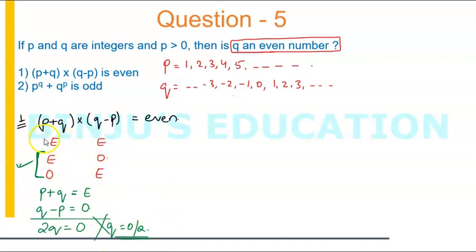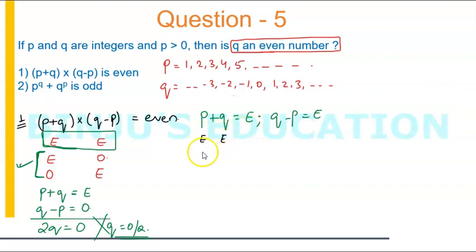The only condition which will satisfy is when they both are even. So P plus Q is even and Q minus P is even. So we have P plus Q as even and we have Q minus P also as even. So what all possibilities can we have in this? Okay, this is definitely going to be a long one. P plus Q is even, which means both of them are even or both of them are odd. Similarly, if you have Q minus P as even, that is again both of them are even or both of them are odd.